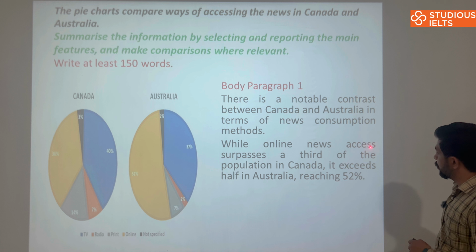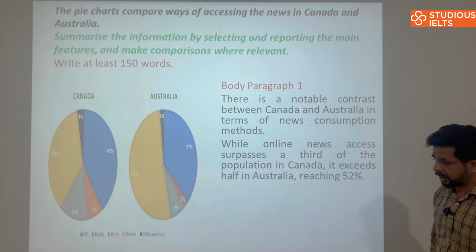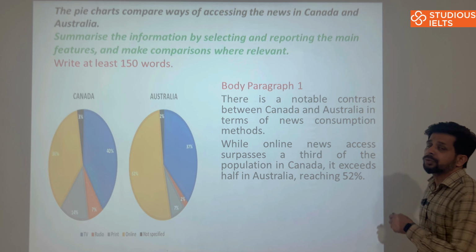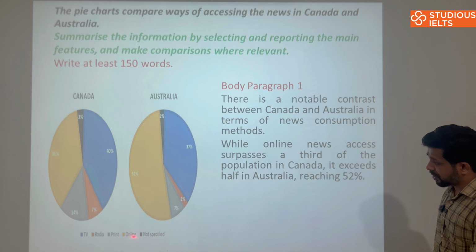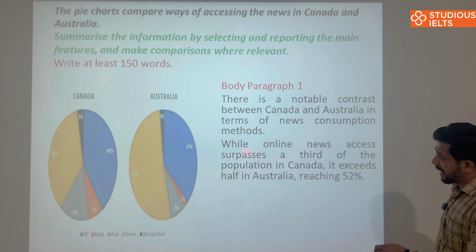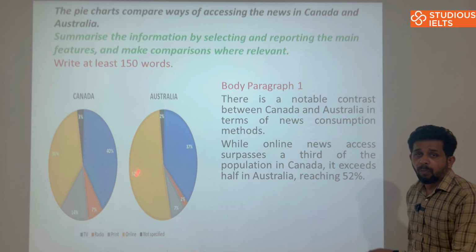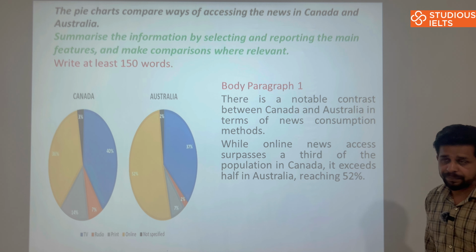It says while online news access surpasses a third of the population in Canada, you can see here they are talking about this 36% margin where online sources are utilized in Canada. Obviously, it is more than one third, more than 33%. It exceeds half in Australia, reaching 52%. Because we are now comparing the utilization of online sources, in Canada it was a little more than one third, but in Australia, it was more than half, which finally reaches a 52% ratio of utilization.